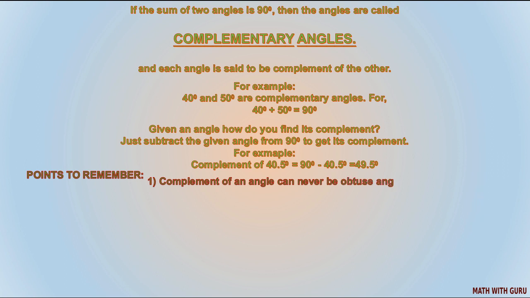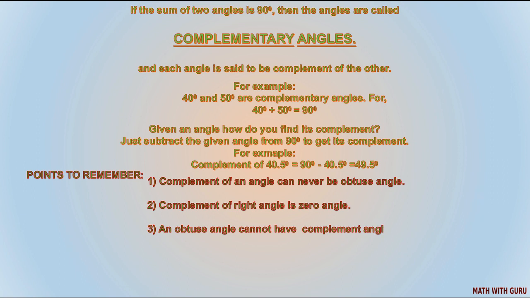Complement of an angle can never be an obtuse angle. It's quite obvious. Complement of a right angle is zero angle. An obtuse angle cannot have a complement angle. Any two complementary angles need not be adjacent angles, and any two adjacent angles need not be complementary angles. Two complementary angles can be separate angles.